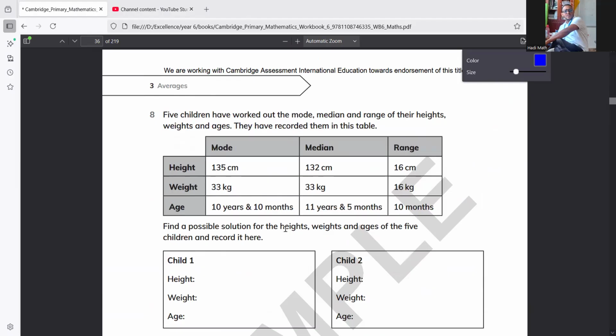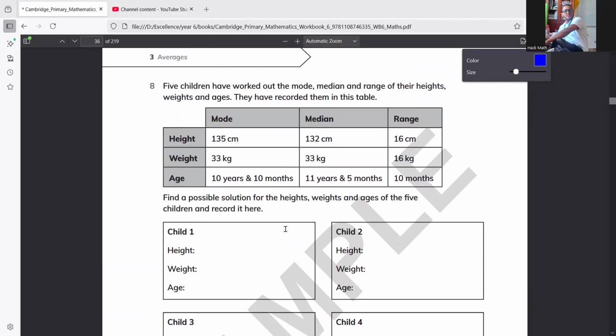Let's go to this question. We said 5 children have worked out the mode, median, and range of their height, weight, and age. They have recorded them in this table.